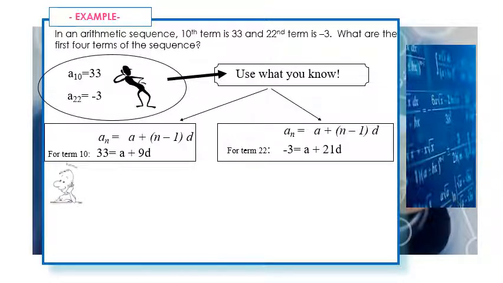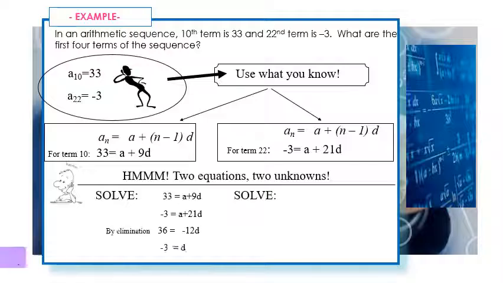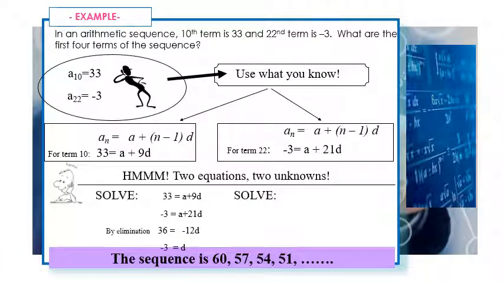So now, how do we solve this problem? We have two equations and two unknowns. So we can find the answer by trying to solve it using algebra. By elimination, we are going to subtract the second equation from the first equation. So we have 33 minus negative 3, that is positive 36. A minus a will be eliminated. 9d minus 21d will be negative 12d. Then our d is equal to negative 3.